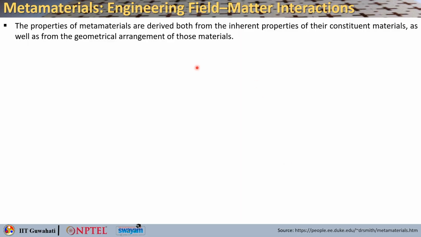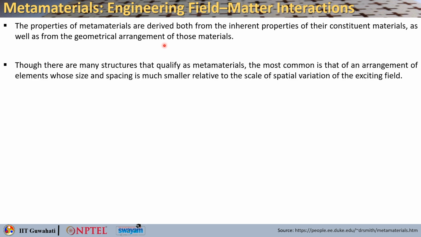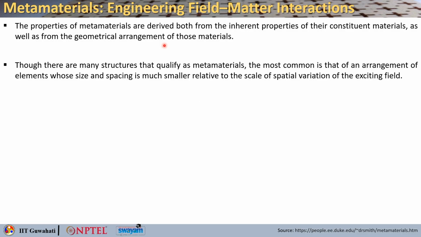So, the properties of the metamaterials are basically derived from the inherent properties of their constituent materials as well as from the geometrical arrangement of those materials. What is important to understand here is that the physical structure plays the major role in defining how that material is going to behave. Okay. So, for a natural material, the atoms decide the overall property. In metamaterials, you have meta atoms or unit cells which tell you about the overall property.